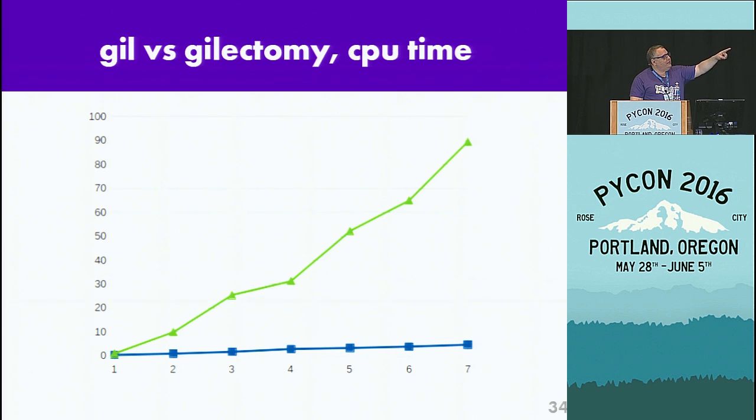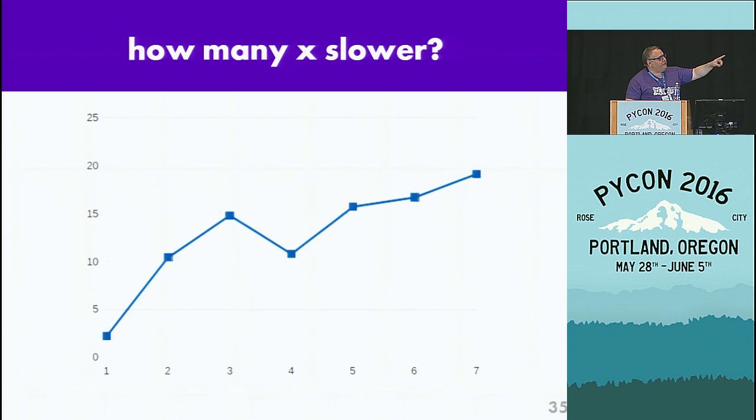When we get to 7 cores, I have a slide for this. So again, twice as slow on 1 core. This is CPU time for the Gilectomy version divided by the CPU time for the GIL version, so effectively the y-axis is now how many x slower. And you can see at 7 cores, I am now 19x slower. That hurts.